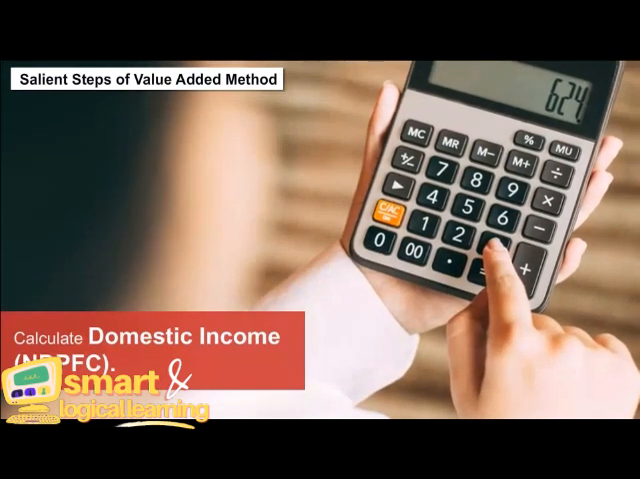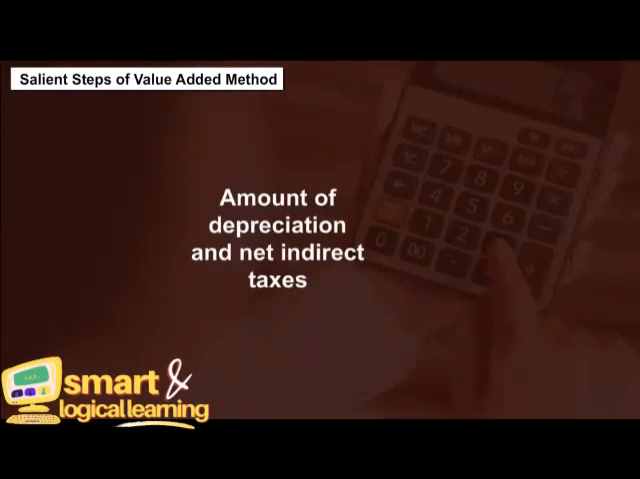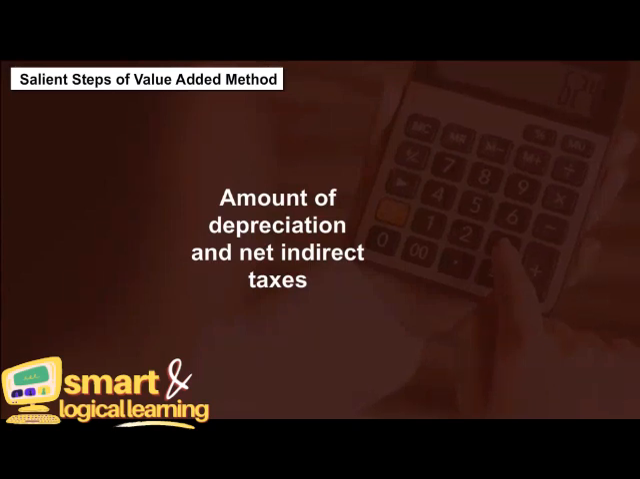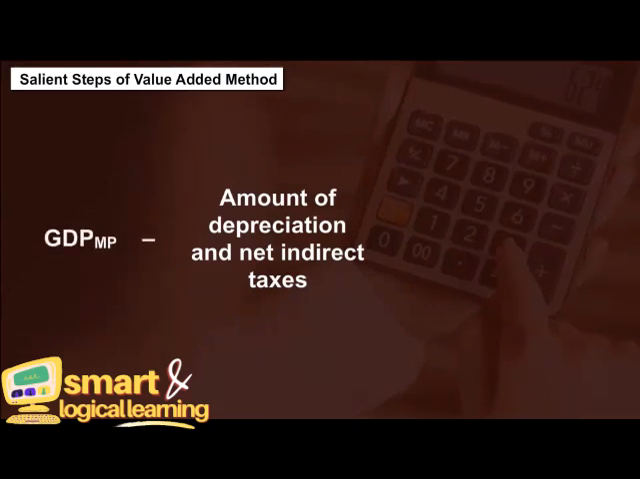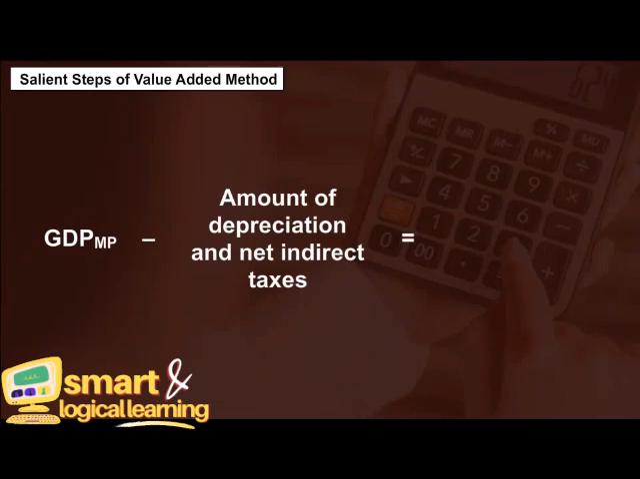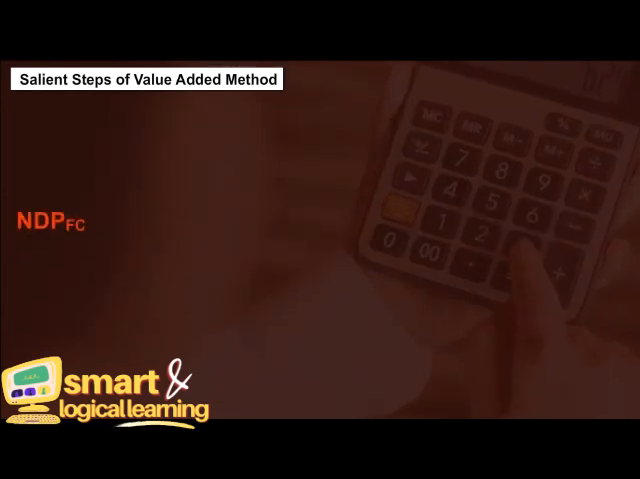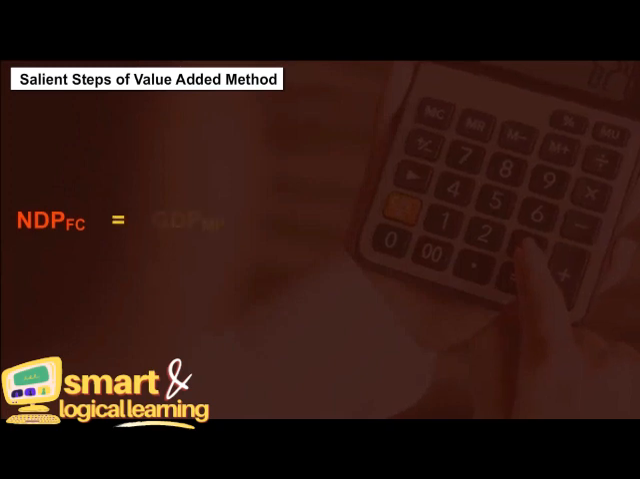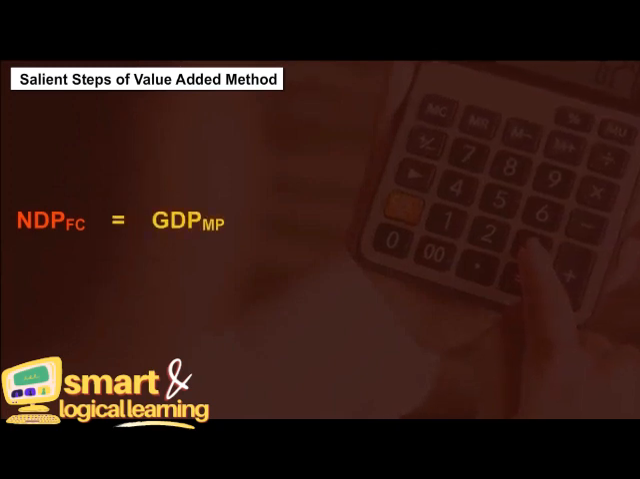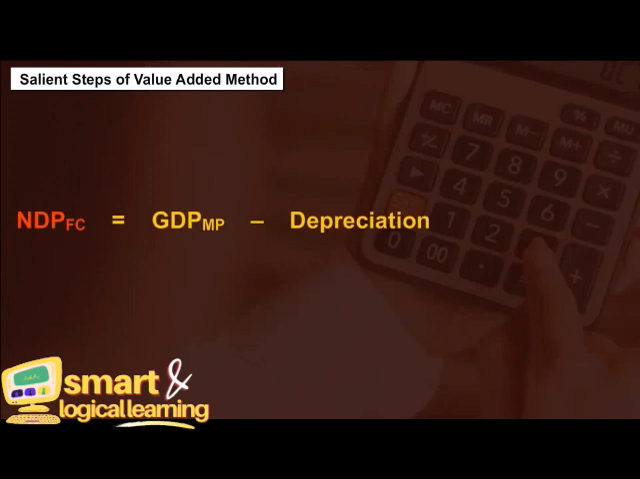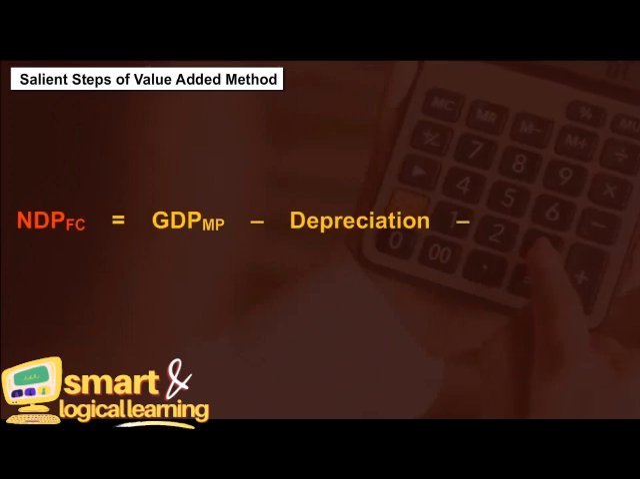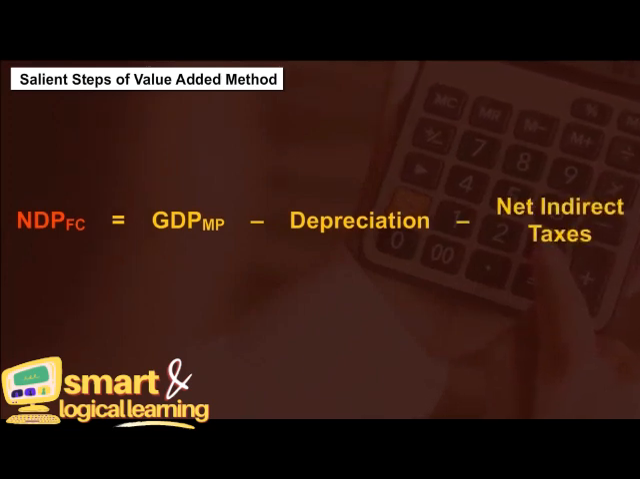Step 3. Calculate domestic income, NDP-FC, by subtracting the amount of depreciation and net indirect taxes from GDP-MP. We get domestic income, that is, NDP-FC equals GDP-MP minus depreciation minus net indirect taxes.